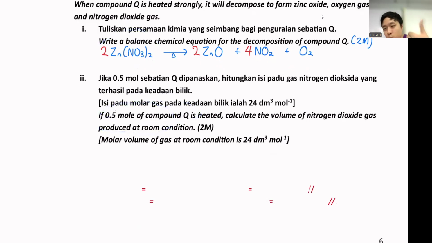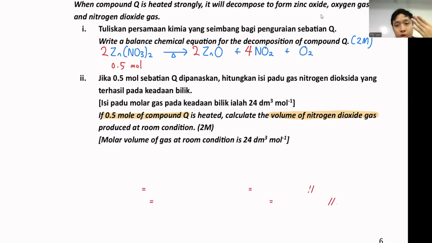They give you maybe the number of particles, or maybe they give you a mass. Then only can you use the mass to find the number of mole, and then find the other one. So the keyword they give is 0.5 mole of compound Q. They want to find the volume of nitrogen dioxide gas. This is the keyword. So 0.5 mole.